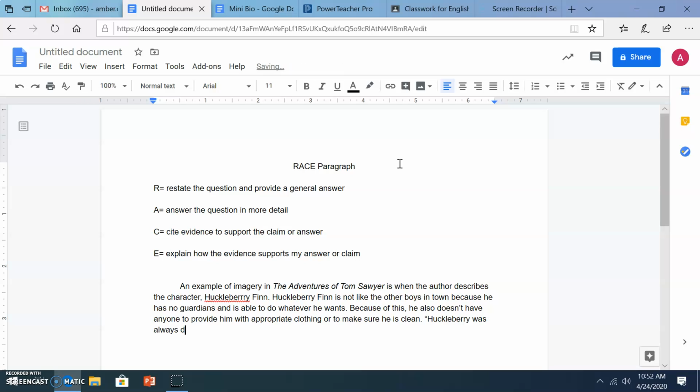Huckleberry was always dressed in the cast-off clothes of full-grown men. And they were fluttering with rags. His hat was a vast ruin with a wide crescent lopped out of its brim.